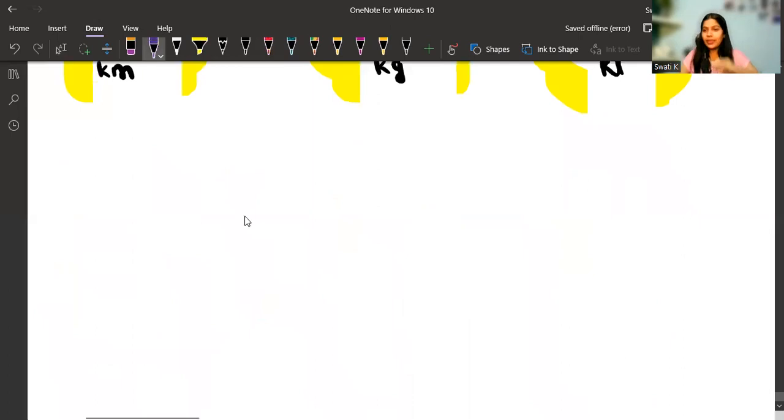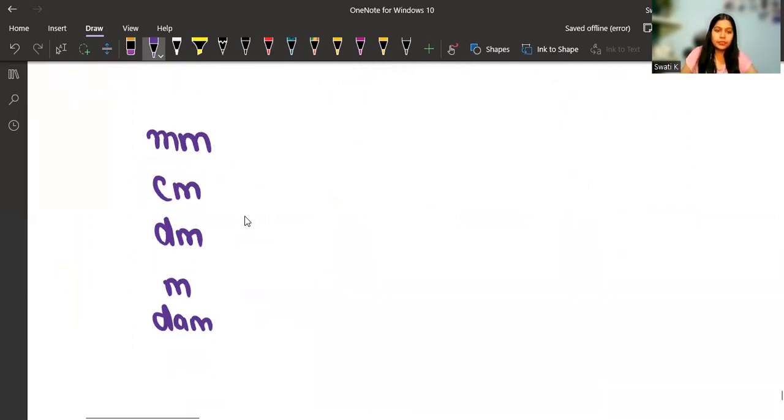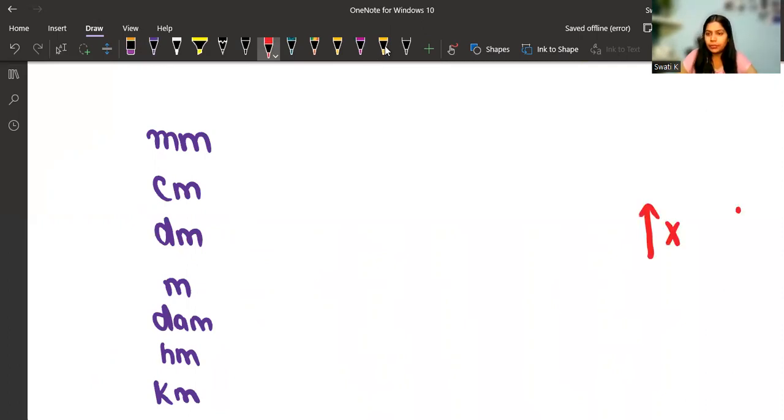Now let me explain how we multiply and how we divide here. For that, let me write this down again: millimeter, centimeter, decimeter, meter, decameter, hectometer, kilometer. Whenever I say the sequence, people normally ask how can you say the sequence so fast? But yes, I have practiced it so much that I know this sequence by heart. As I said, when we go up, we multiply, and when we go down, we divide.